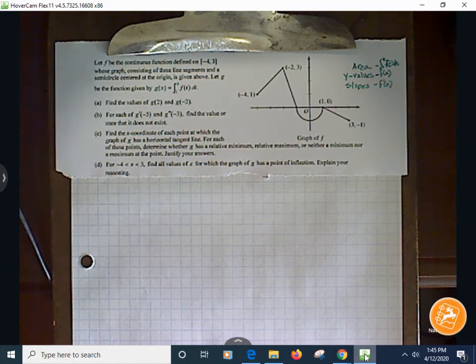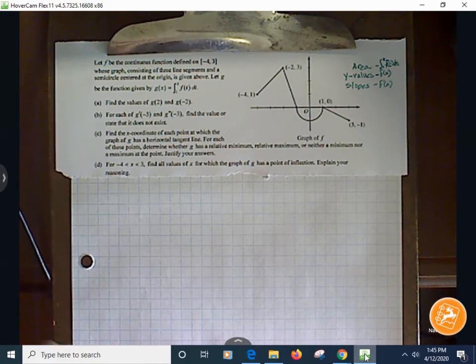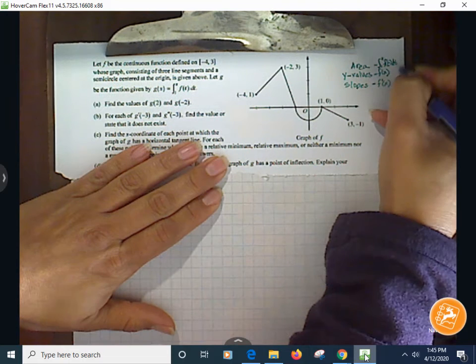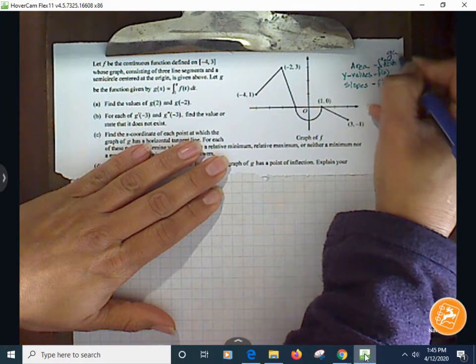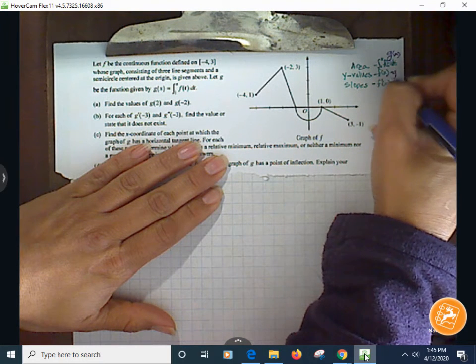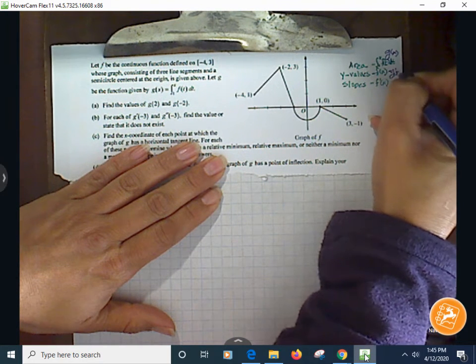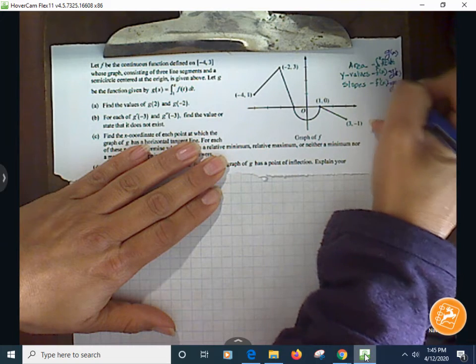So if I do g of x, this is equal to g of x. That means this is g prime of x, and this is g double prime of x.